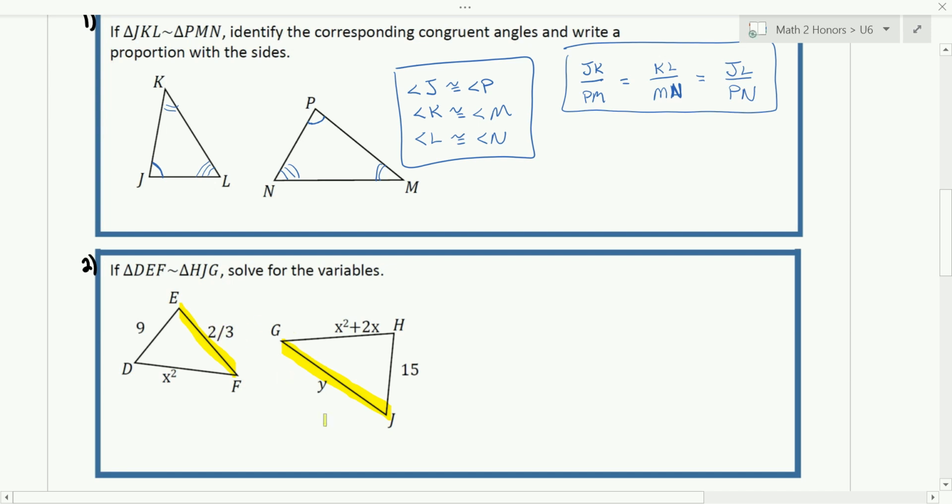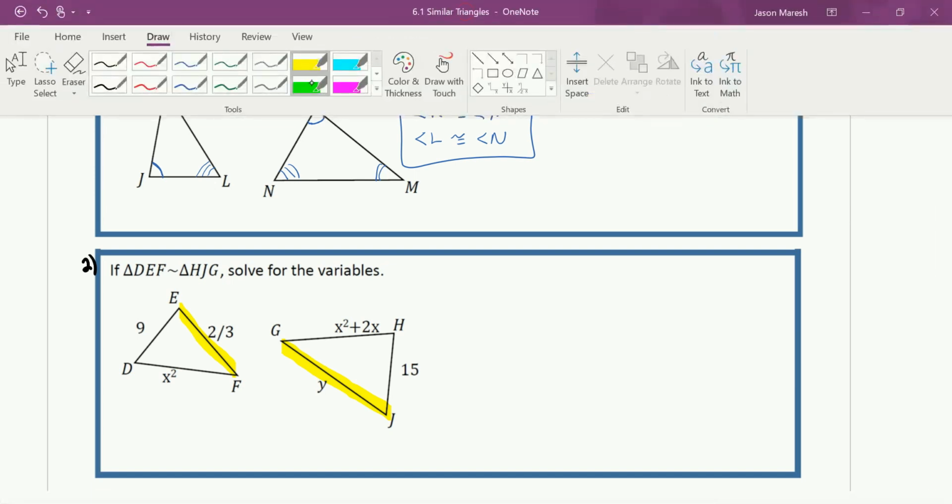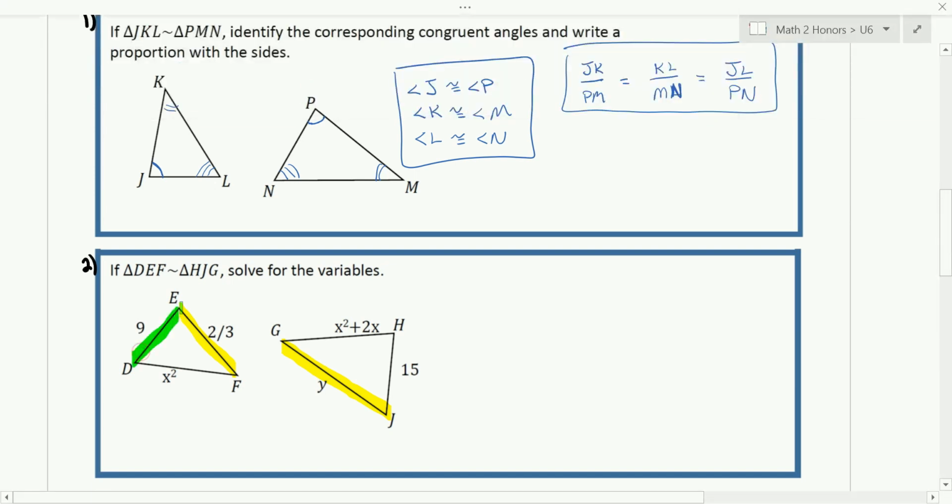How about DE, which we know is 9? What's that going to correspond with? HJ. Okay, so let's solve for y. If we're solving for y, we don't want to involve the x's because that'll make it more complicated, right? So let's work with what I highlighted green and yellow, and let's set up a proportion to solve for y. And like I said, there's 4 different ways to set that up. How would you like to set it up? What over what equals what over what?